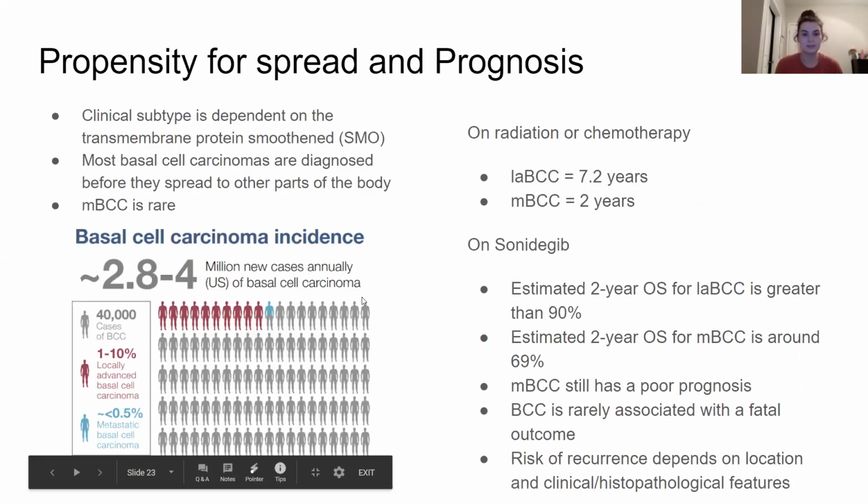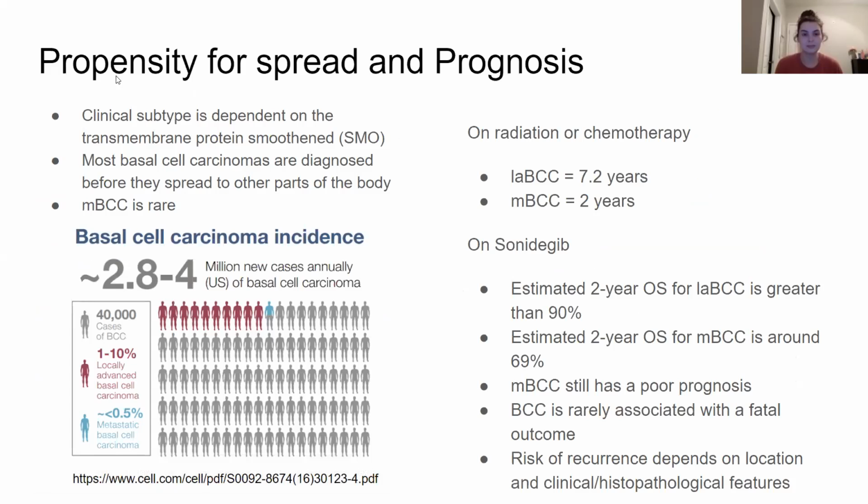All right. And so the clinical subtype for our drug is going to be dependent on the transmembrane protein smoothened, SMO, that we've talked about throughout this presentation. And as far as propensity for spread, basal cell carcinoma is typically diagnosed before it spreads to other parts of the body. So it's a very survivable tumor. And you can see here in this graph that only a small percentage, here in red and blue, are diagnosed with advanced basal cell carcinoma.